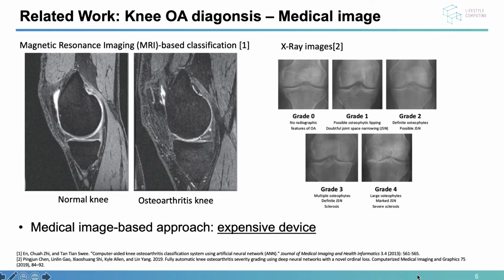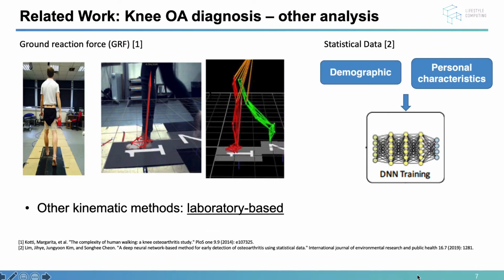For example, ground reaction force detection can classify patients and normal people, and statistical data can be employed as well. The classification system can be trained on patient demographic and personal characteristics data, such as BMI value, height and weight, and so on. However, the other methods that detect kinematic data still rely on the laboratory environment and devices, which have low accessibility for end users.